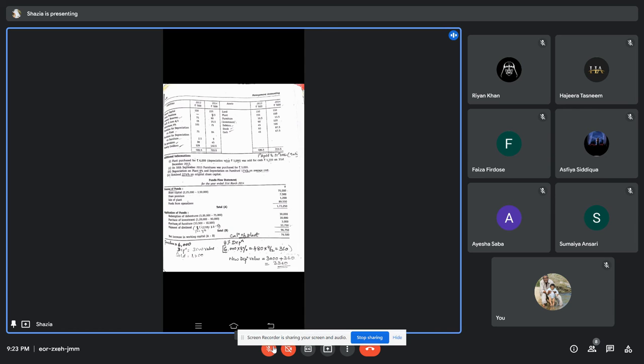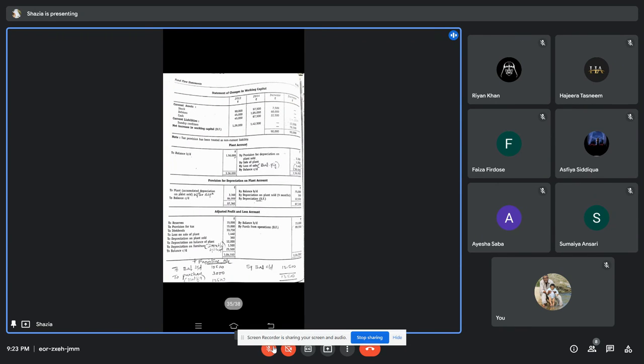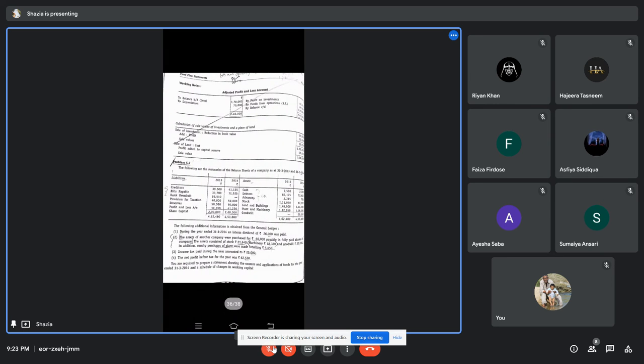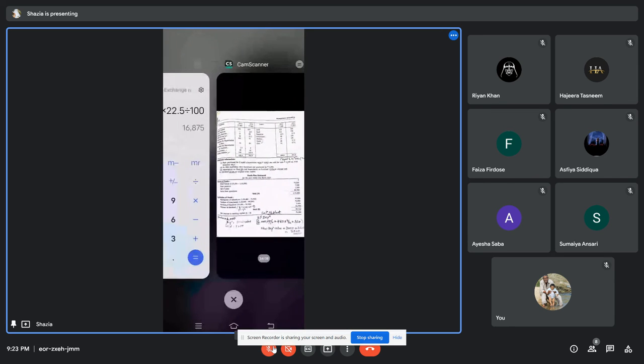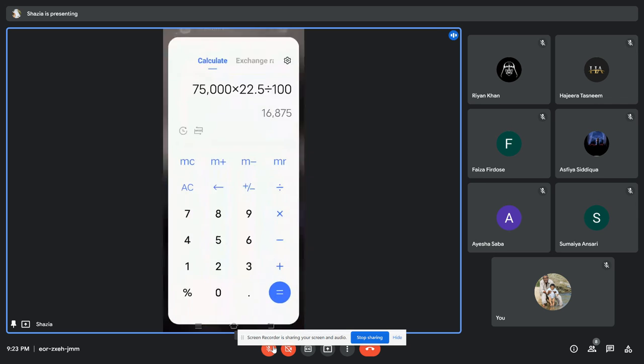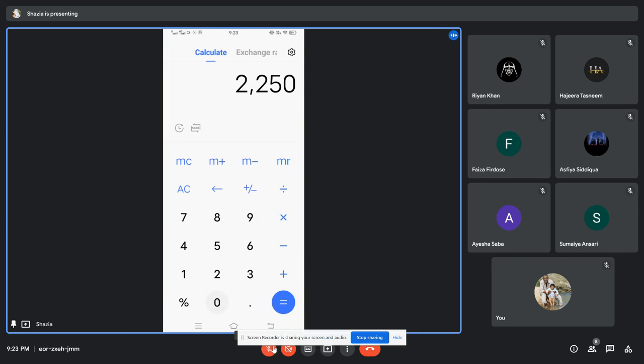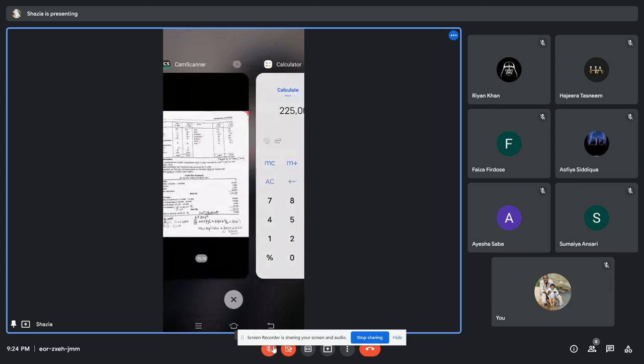यहाँ पे कितना है? Do we have on the original share capital? Original share capital I think current year का लेकर ही होना. 33,750. Wait, let's see how much they've got. Calculate this now. 2,25,000. Okay. 2,25,000 into 22.5%. You're not getting it. 50,000 आ रहा है. Original share capital.